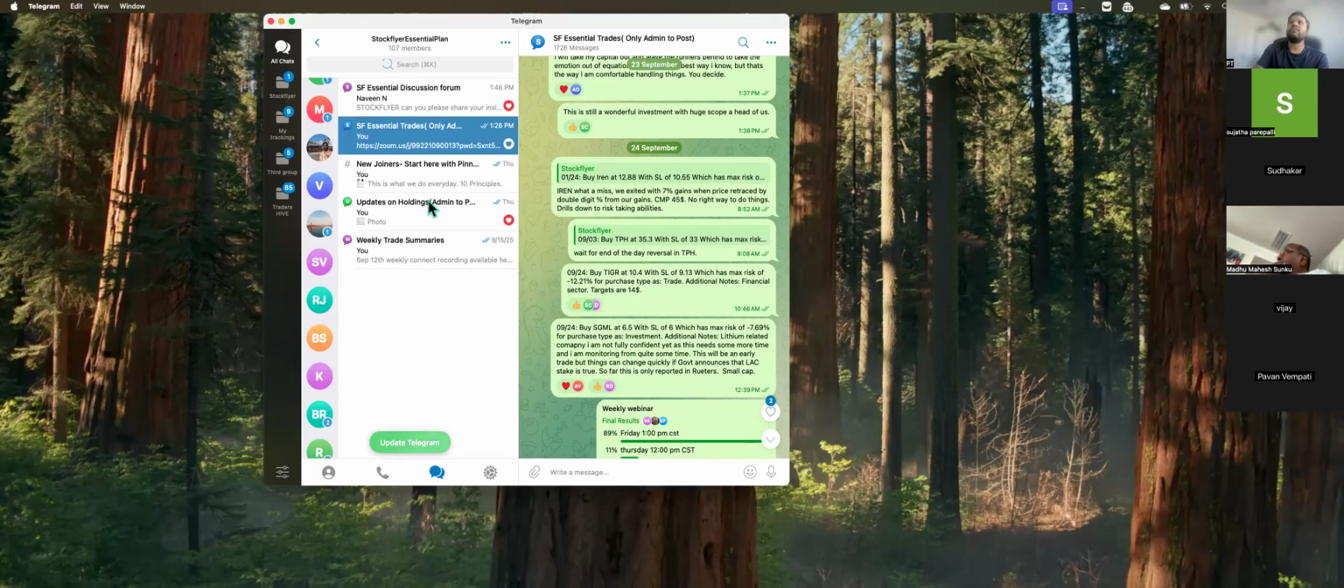So this is what the essential plan is, and for the ultimate, you have crypto trades and India trades separately. These are the only two things separately from this one. With that, I'll go to any questions on what we are trying to do here.